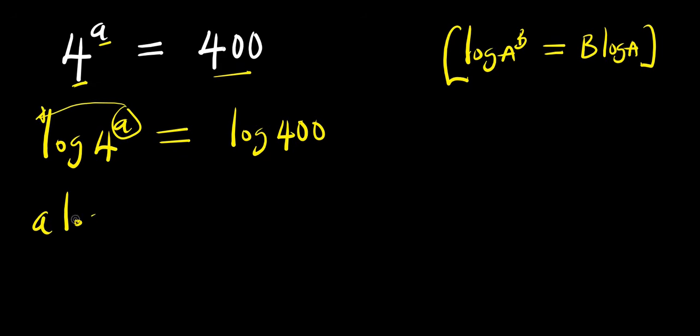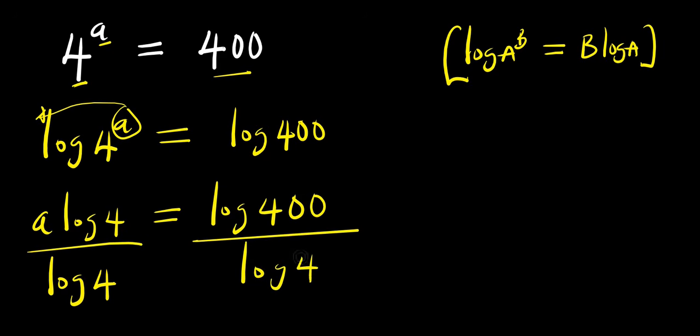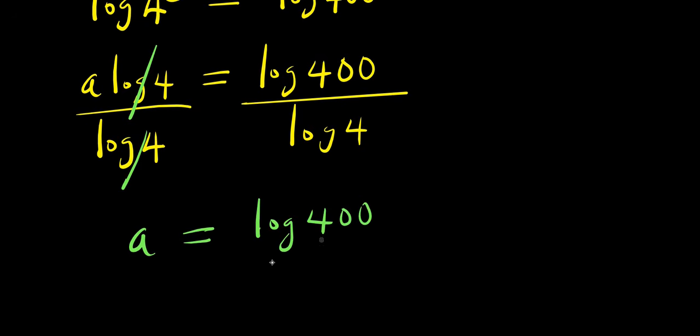We have a log 4 equals log 400. So we divide this by log 4 and we divide this by log 4. So from here, this eliminates this. I have a equals log 400 divided by log 4.